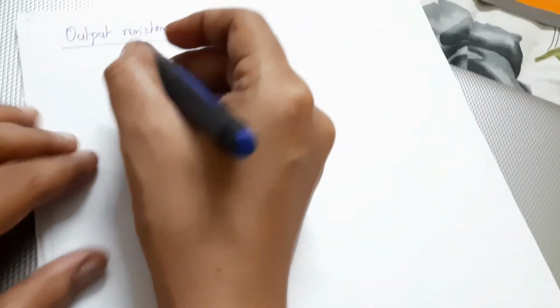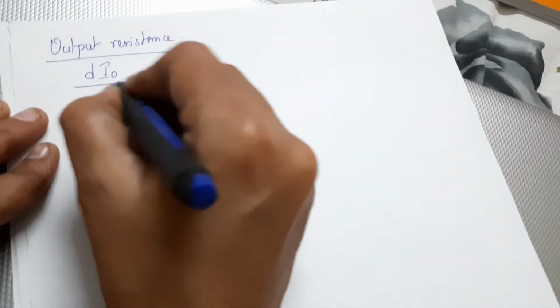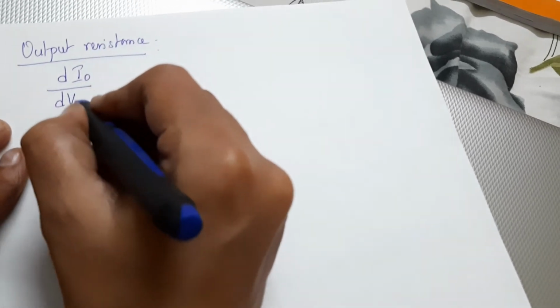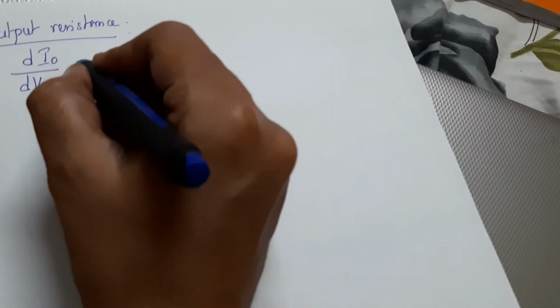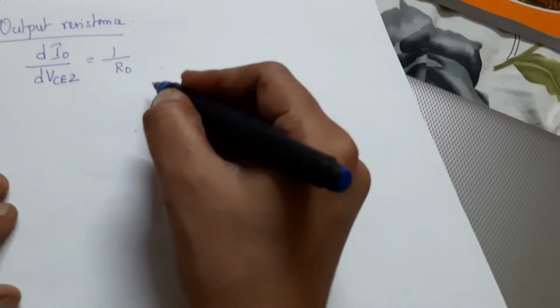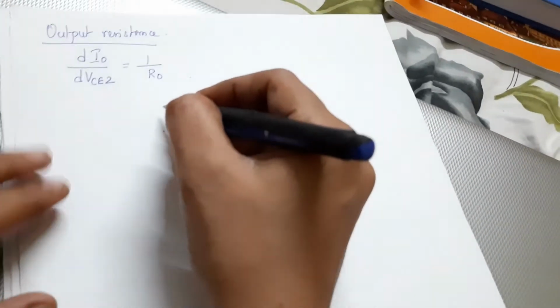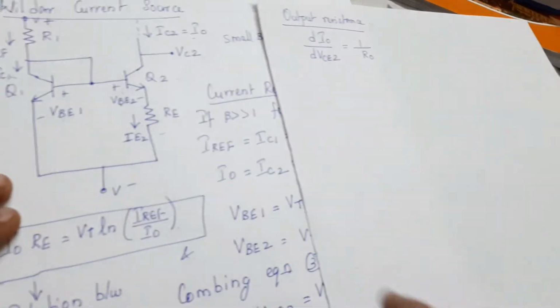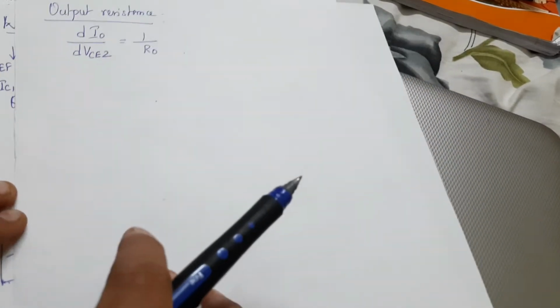Output resistance is nothing but the ratio of the differential output voltage, the collector to emitter voltage of transistor 2, to the differential output current. This is my output resistance, and this is the basic equation, where R0 is the output resistance looking into the collector of Q2. So for this circuit, I'll try to draw an equivalent circuit.